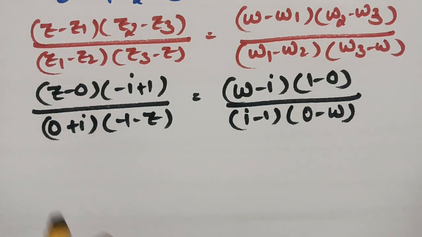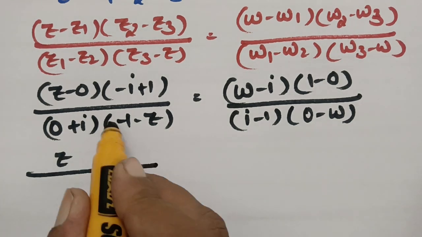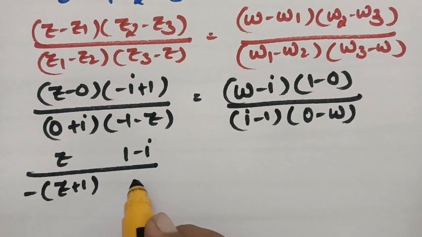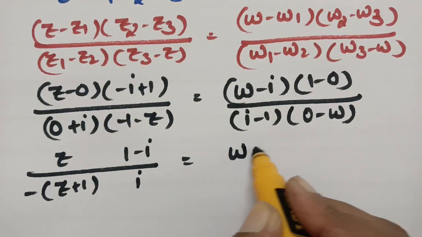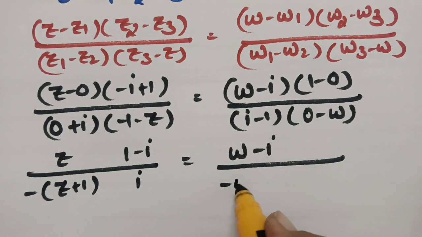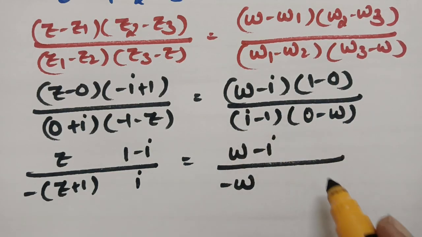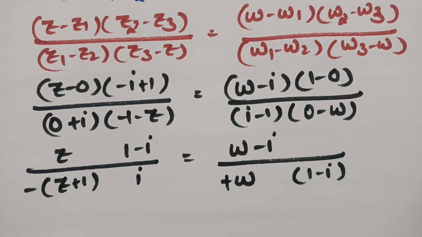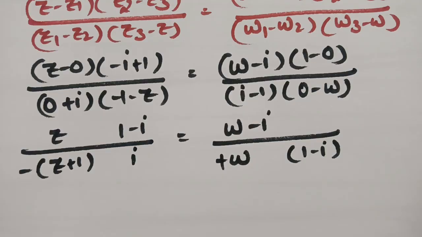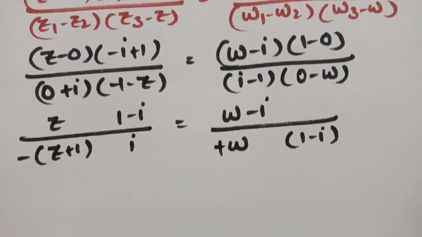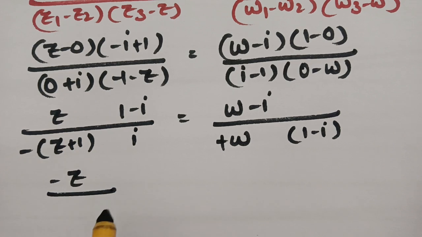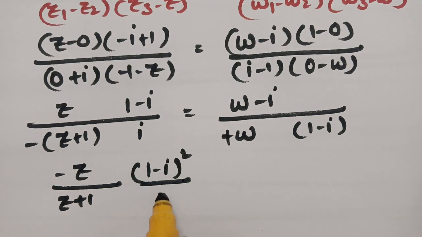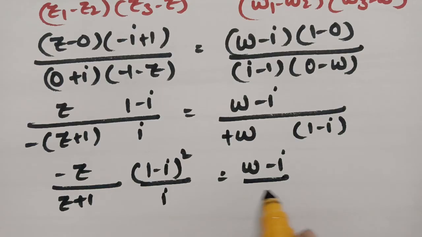Now I have to bring Z to one side. Z minus 0 is Z, and here in the denominator, if I take minus, this will be Z plus 1, and this is (1 minus I) divided by I, which is equal to W minus I by, so here this is minus W, 1 minus 0 is 1, and here if I take minus common, this will be plus, and this is 1 minus I. Clear? Now what I have to do, I have to send this 1 minus I to the other side. So this will be minus ZI. Here, this is Z plus 1, and this is (1 minus I) whole square by I, which is equal to W minus I by W.